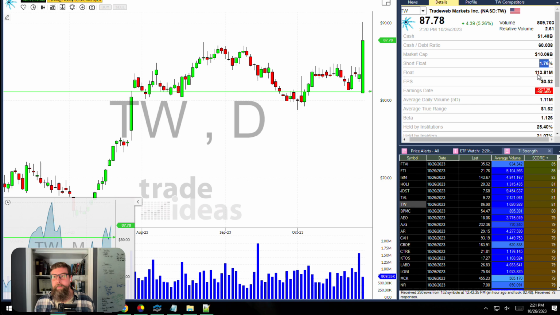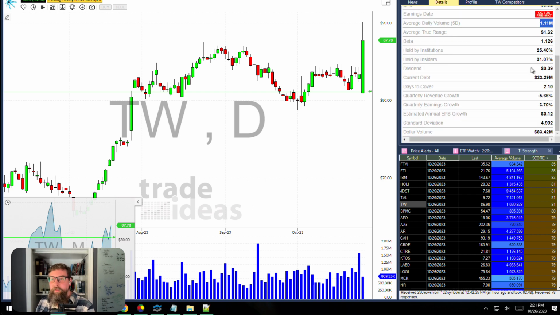Short float, the actual float of the company, earnings per share, when earnings is, because if anyone's been caught in a bad earnings report, sometimes we want to avoid earnings. That's why we highlight it nice and red when it's within a couple days. Average daily volume. These are just the filters that I have currently. What's the debt of the company? How much cash does it have on hand?